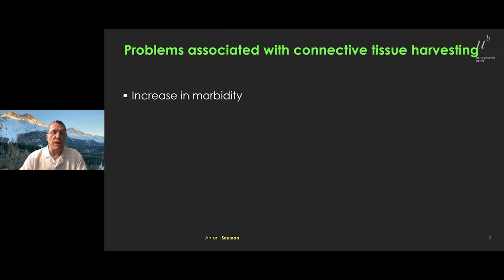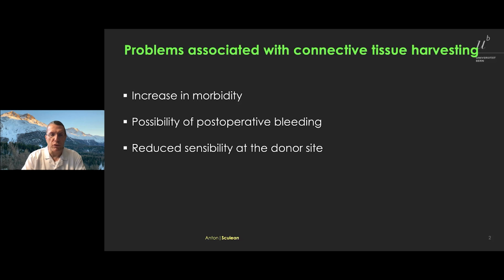So if we harvest connective tissue or free gingival grafts from the palate, obviously we increase the morbidity, although we know that from a biological point of view, the autogenous tissue is still the gold standard. Another problem is the possibility of postoperative bleeding that may sometimes occur. And in certain cases, we may face a sensibility or a reduced sensibility at the donor site. Not very frequently, but it can happen maybe in 2 to 5% of the cases. This is in most cases transient, but it can be unpleasant for the patient.